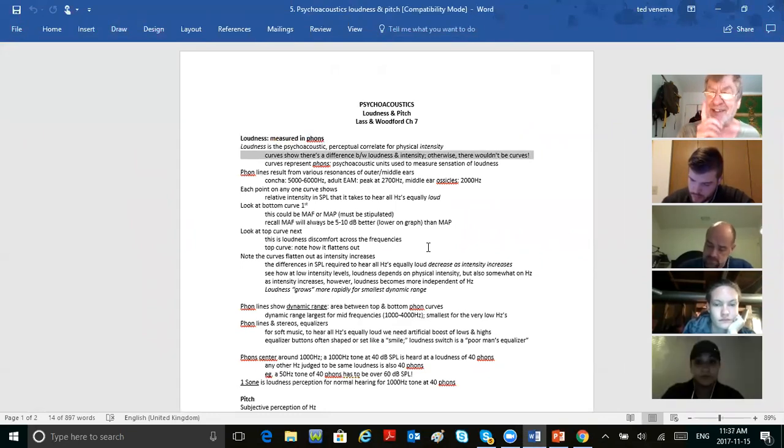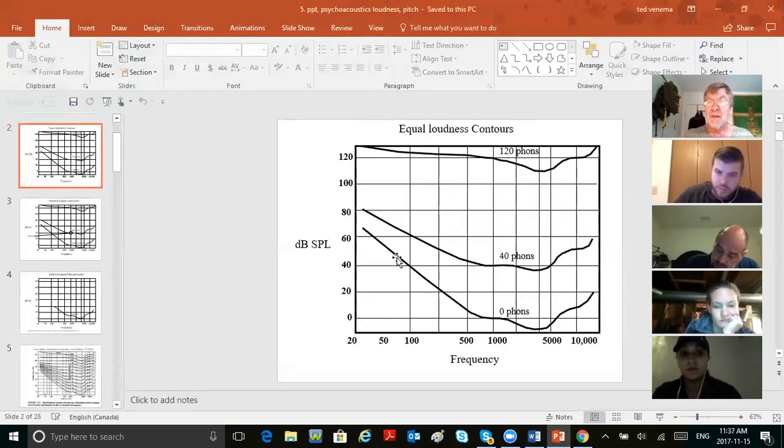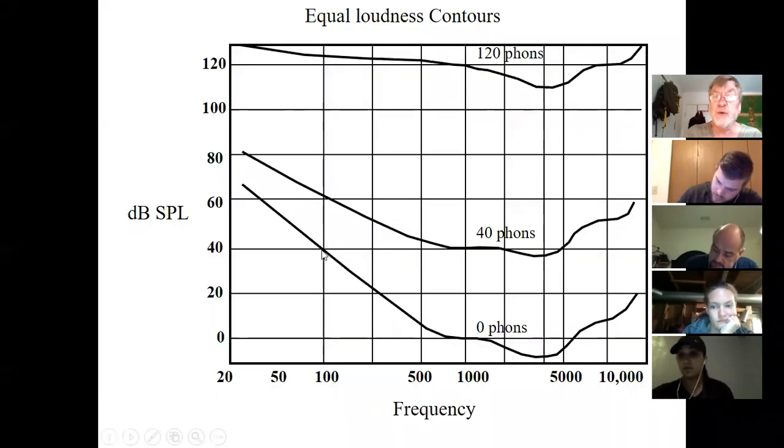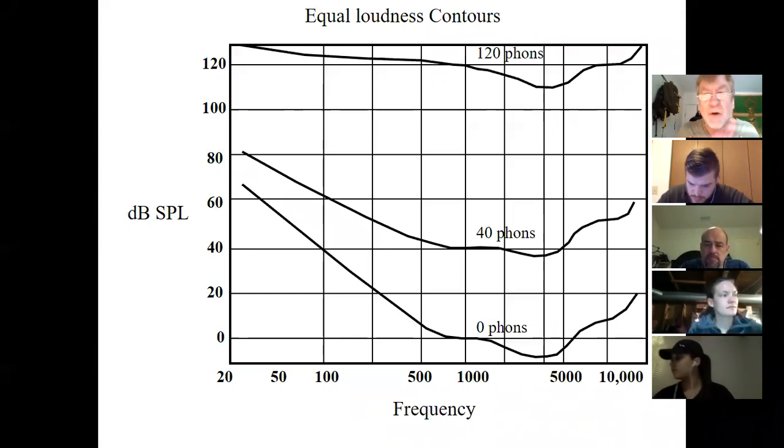Okay, read that sentence again. The curves show there's a difference between loudness and intensity. Otherwise, they wouldn't be curved. Look at the picture again. How loud is each frequency on the bottom curve? Equally loud. They're all equally loud. Yet look at the difference in decibels. Okay? The intensity is the decibels, but your loudness perception is the curves. Otherwise, they wouldn't be curves.